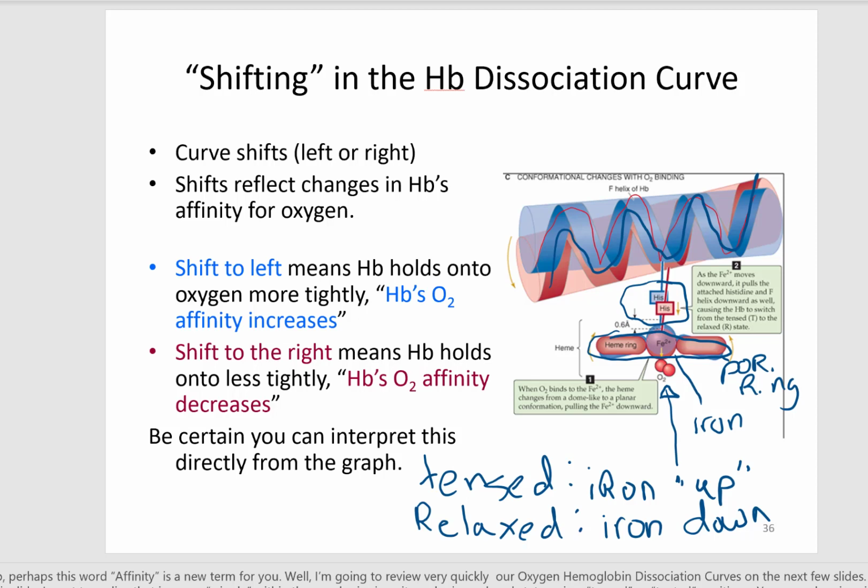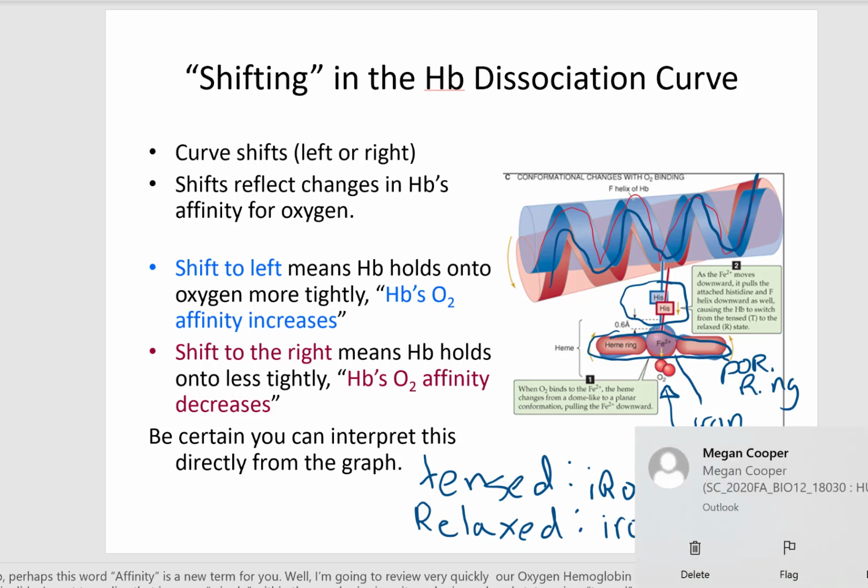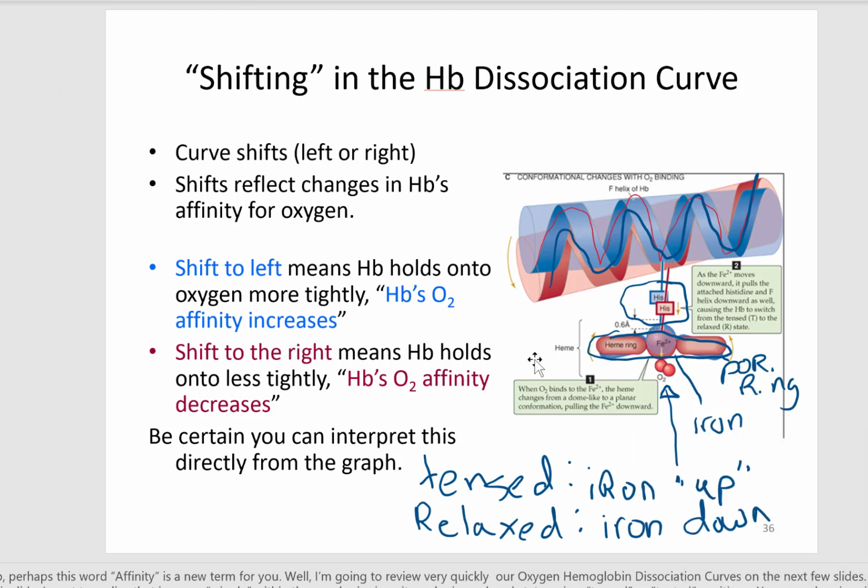The question now becomes, how does iron get in this up or down position? And again, I urge you to look at this interaction that you're seeing with iron and the histidine residues of the globin chains. Something is going to happen to those histidine residues that's going to make those globin chains change position and in turn pull on iron or not.